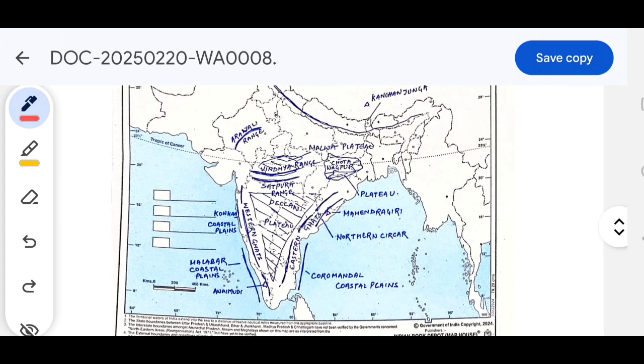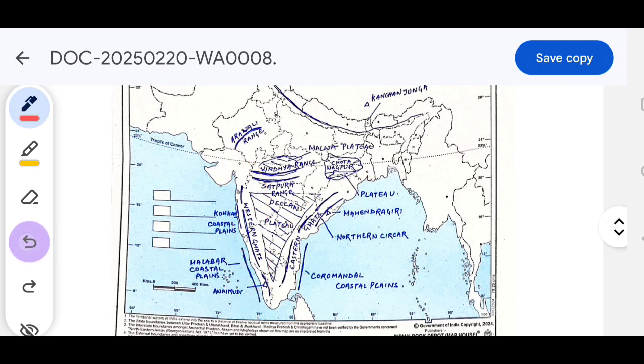Then we have the ghats. You can see I have marked the ghats here. One is the Western Ghat and the other is the Eastern Ghat, and we know that the Western Ghat is more regular than the Eastern Ghat. I have tried to maintain that in the marking also.